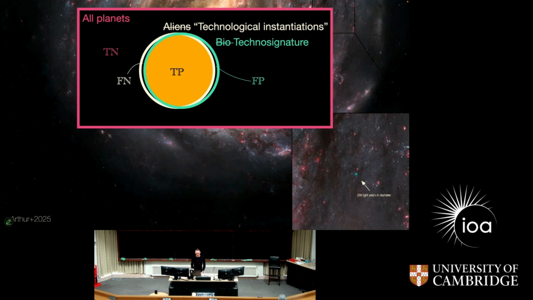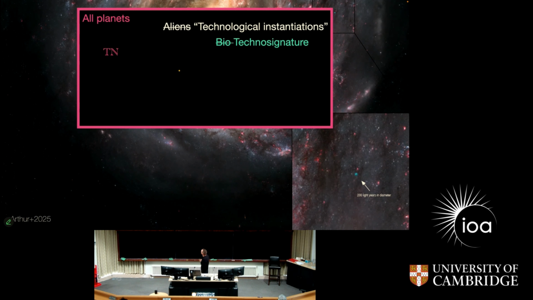So what this means for the search for intelligent life or technological instantiations, in the language of David Kipping, is that whilst it may be true that we've minimized the false positive rate by looking for this gratuitously non-abiotic signal, like a television broadcast, the actual population of planets that give rise to technological instantiations may be vanishingly small. We don't know, but it could be extraordinarily small.